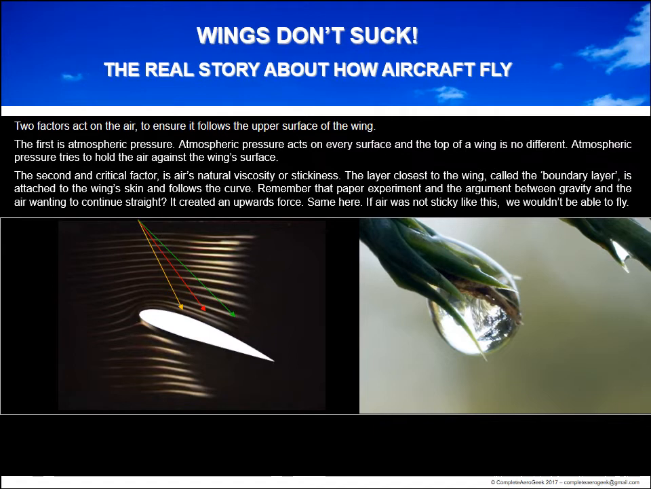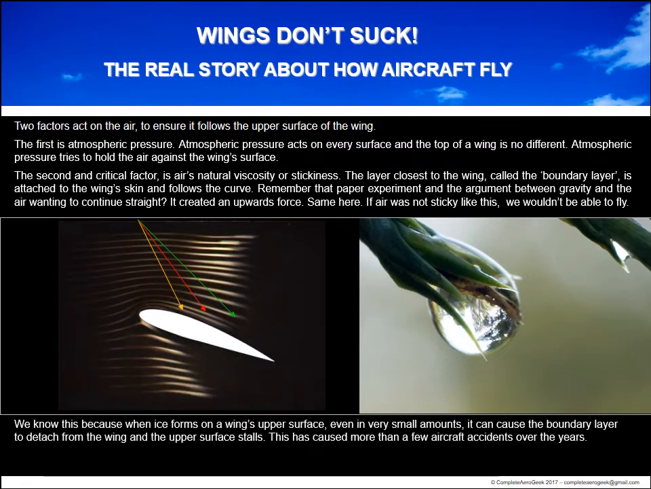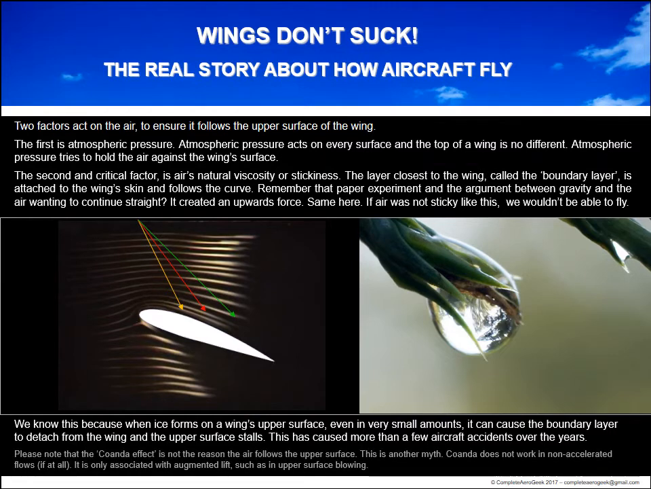Remember that paper experiment, and the argument between gravity and the air wanting to continue straight? It created an upwards force. Same here. If air was not sticky like this, we wouldn't be able to fly. We know this because when ice forms on a wing's upper surface, even in very small amounts, it can cause the boundary layer to detach from the wing and the upper surface stalls. This has caused more than a few aircraft accidents over the years.